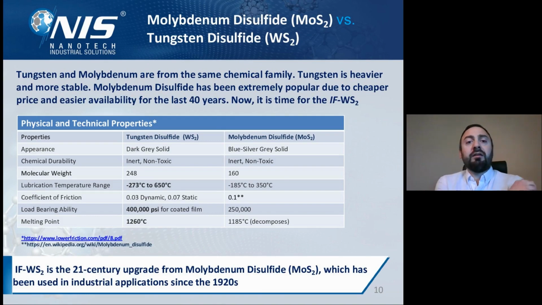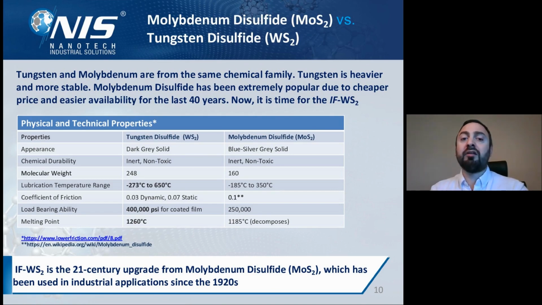On this slide, you can see the comparison of tungsten disulfide to molybdenum disulfide. You can see that both particles are gray in color. They both are inert and non-toxic. However, the molecular weight of tungsten disulfide is higher than molybdenum disulfide.